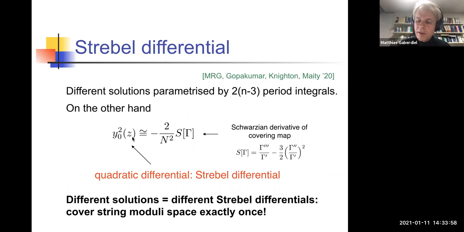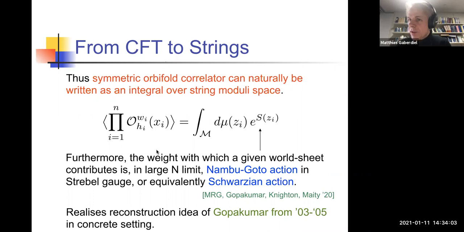So you not only get something that looks like a worldsheet description, you can also read off the integrand, and you can see the integrand looks like the Nambu-Goto action in Strebel gauge, or you can write it as the absolute value of the Schwarzian action. So you can really rewrite this in terms of something that looks like a worldsheet integral.